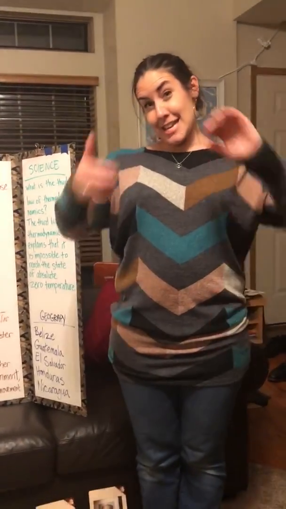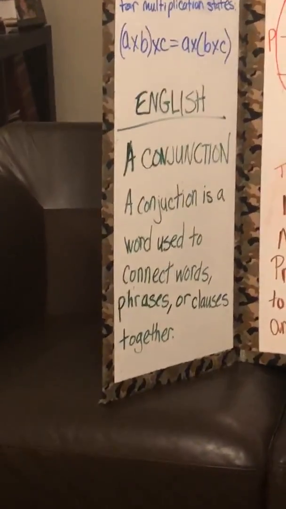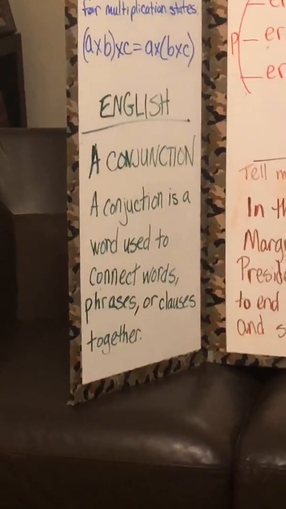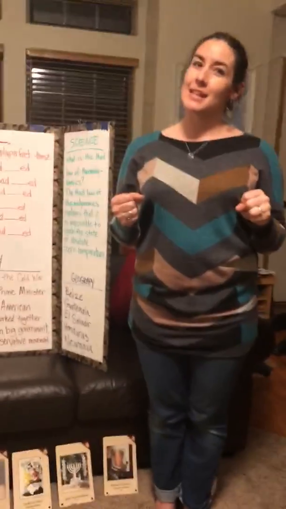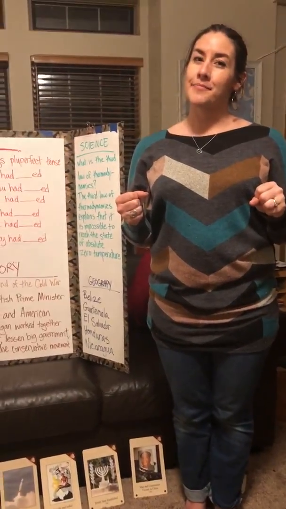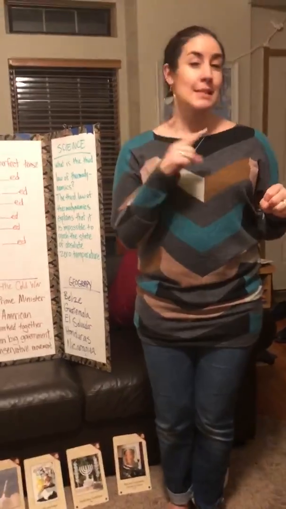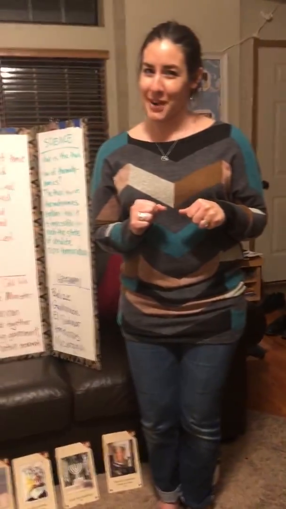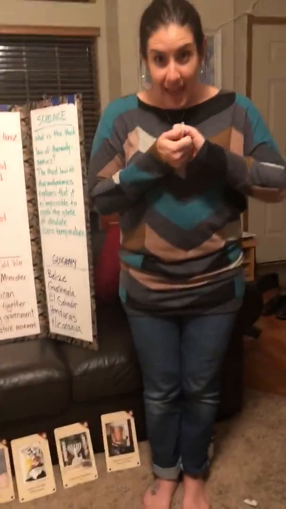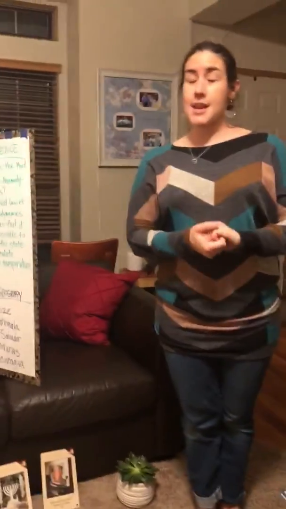A conjunction is a word used to connect words, phrases, and clauses together. All right, let's say it well. Maybe you at home can do some kind of form of exercise while you say it, if you want. All right, ready? A conjunction is a word used to connect words, phrases, or clauses together. I bet you could say that with your eyes closed. A conjunction is a word used to connect words, phrases, or clauses together. Got it? I think you got it.